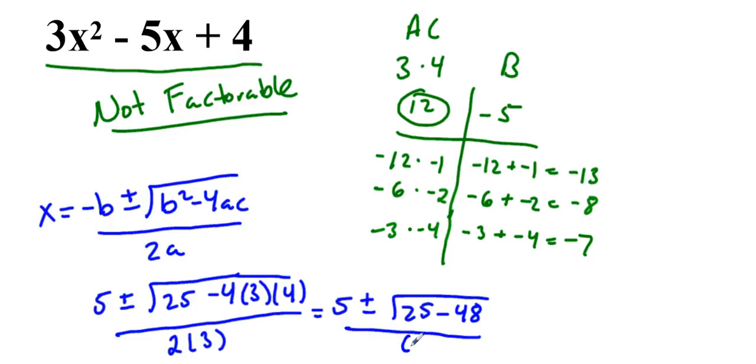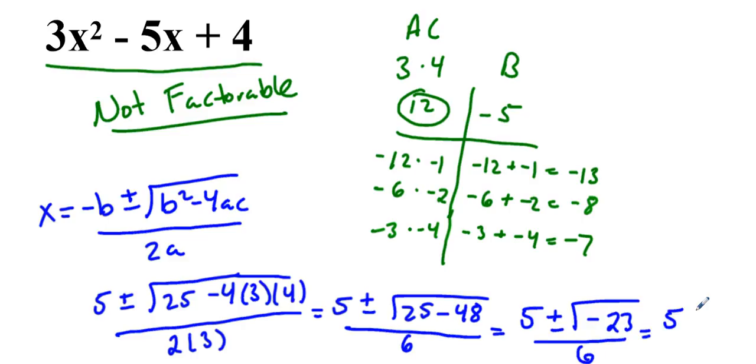over 6. Oh boy. What we have is 5 plus or minus the square root of negative, what? Negative 23. Now, for some of you, this might be a little bit advanced. What we just realized is that there are no real factors. There are no real zeros, because what we have here is i square root of 23, running out of room, whole over 6. And that would be our complex factors. But we kind of saw that coming with AC.